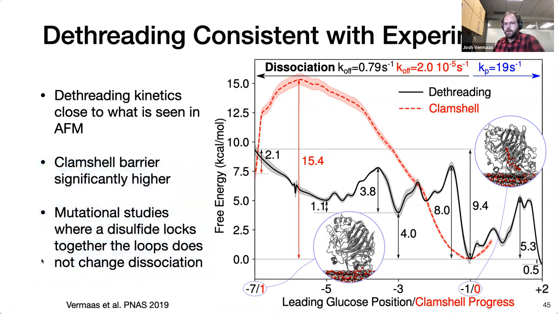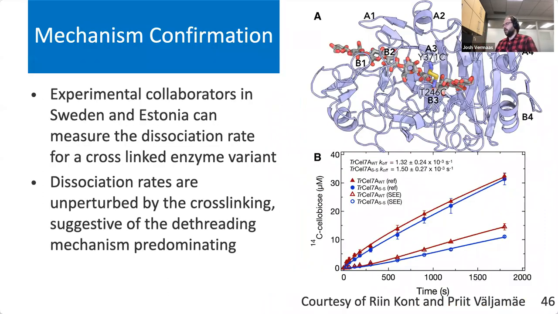Coupled to this, we had our experimental collaborators make a disulfide linkage between the two parts of the hand, basically, of this catalytic domain, so it would be locked together. And when it was locked together, the rate that they measured didn't change, which suggests that the opening of that hand was not actually important for dissociation. That's what we're seeing here, with the disulfide shown across the two halves so that it can't open: the measured rates are basically within the margin of error of one another.